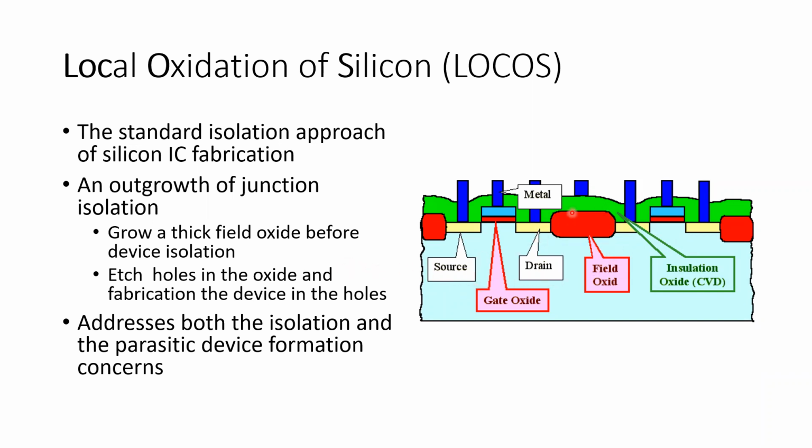We grow a thick field oxide first, and we use this field oxide for device isolation. Then we have the hole between this field oxide, and we make the device in this hole. There are transistors in this hole, and then we can have isolated MOSFETs. So this technique addresses both the isolation and the parasitic device formation problems.